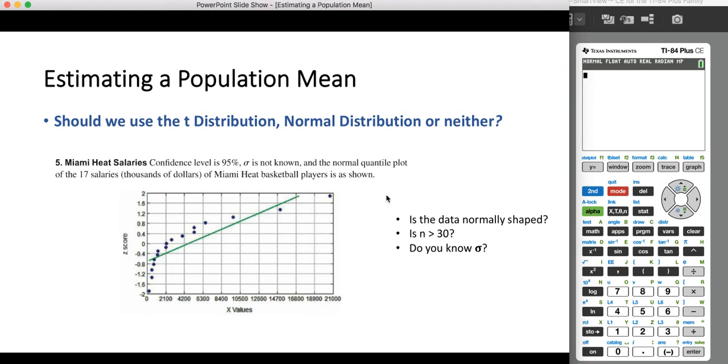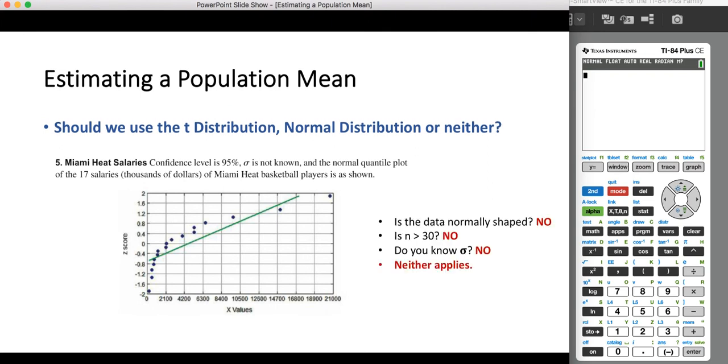So look at this example. In this example, we have 17 Miami Heat salaries represented in this graphic. These are the questions that we want to ask. Is this data normally shaped? Does it have a bell curve? No, it does not. Is this sample size bigger than 30? No. And do we know the population standard deviation? No. The answer to all those questions is no.